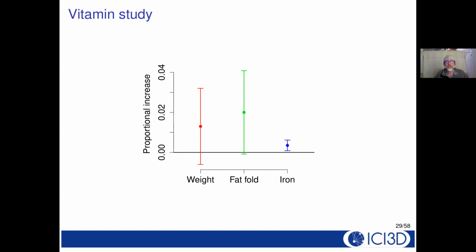results from this study. So we studied the proportional increase in three other quantities. I'm not sure what happened to height here. And we can say, well, the children who had the supplements grew in weight a little more than 1% faster than the other children. They grew in the measure of fat fold, of whether they have sufficient fat, even a little faster than that. And they also had a very small and possibly metabolically insignificant increase in their iron levels.